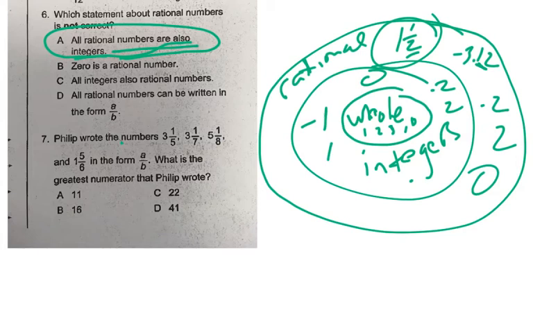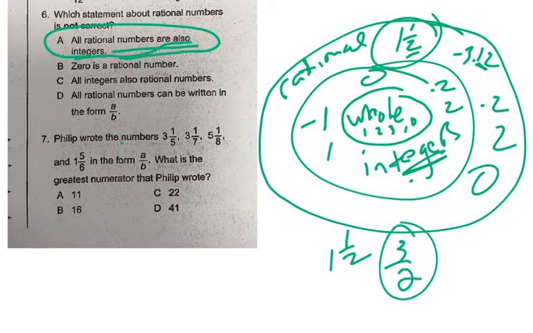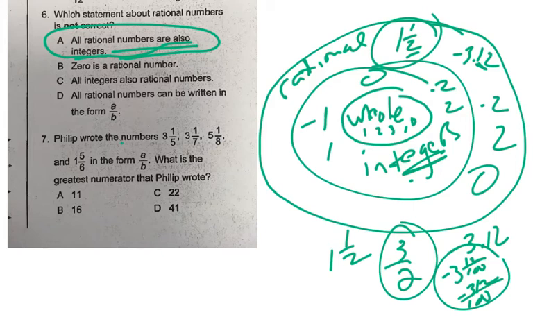0 is a rational number. Yes, it is. It's true. It's a whole number. It's an integer. It's also rational. All integers are rational. Yes. I can go from the inside out. So all integers are also rational. That is true. And all rational numbers can be written in A/B form. Yeah. If I have 1 1/2, I'm going to take 2 times 1 and get 2. Plus 1 is 3/2. That's A/B form. Okay. I can say -3 and 12/100ths is the same as -3 and 12/100, which is the same as -312/100. Also A/B form. So the correct answer to this question is A.